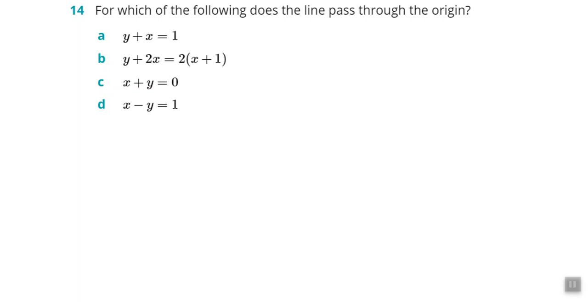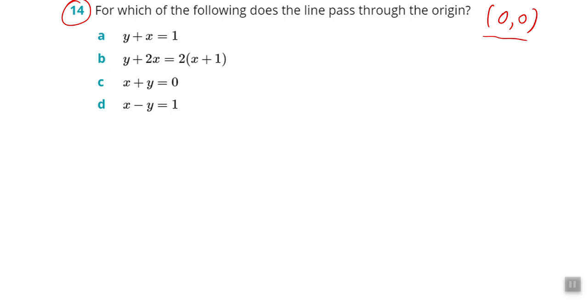This is for Year 11 methods. We're going to look at question 14 from exercise 2C. Which of the following does the line pass through the origin? The origin happens to be the middle of the graph and has coordinate (0, 0). So we're going to check whether these graphs pass through the origin.